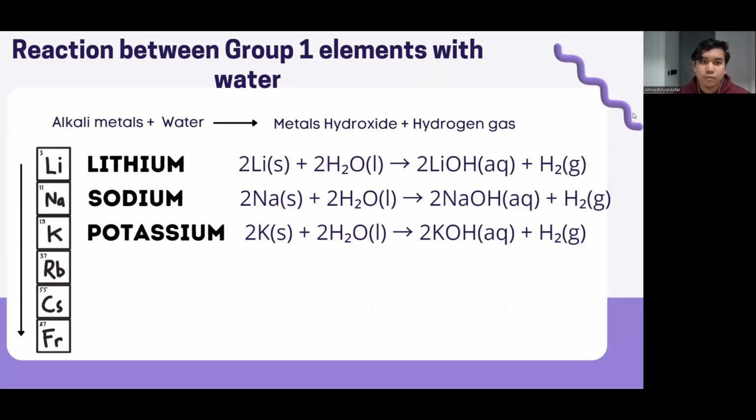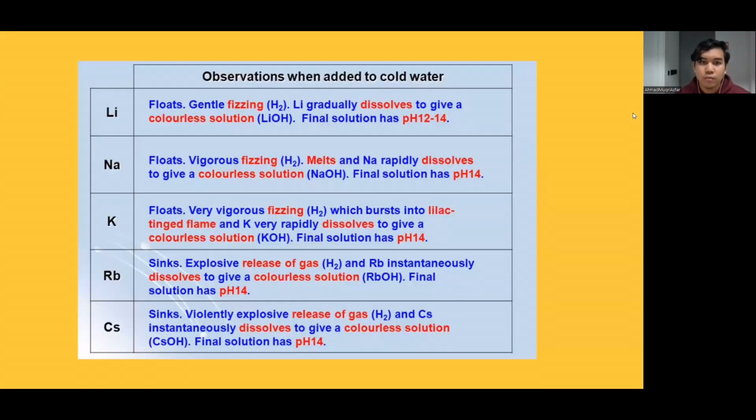So after watching this video, we know that if water reacts with alkali metals, the products will be hydrogen gas and a metal hydroxide. For example, if sodium reacts with water, we get sodium hydroxide and hydrogen gas as our products. Moving on to the next slide.